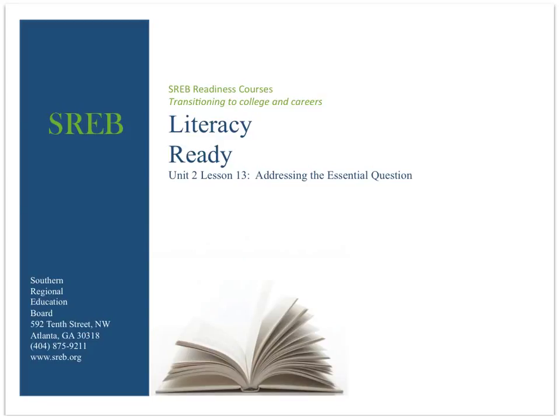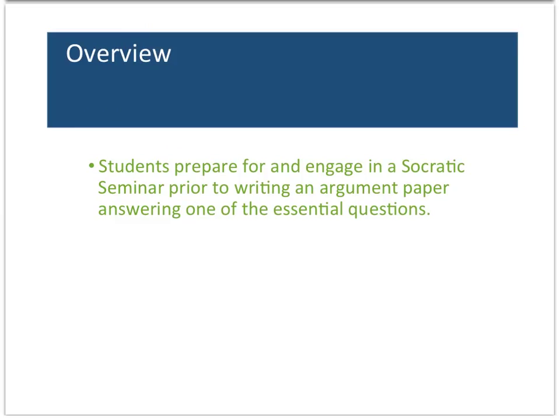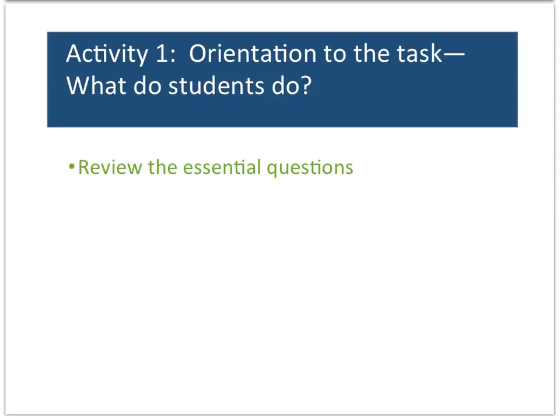This is History Unit 2, Lesson 13, Addressing the Essential Question. Students are going to prepare for and then engage in a Socratic seminar, which they have done before in this unit. And then they're going to write an argument paper answering one of the essential questions. In Activity 1, they're becoming oriented to the task.